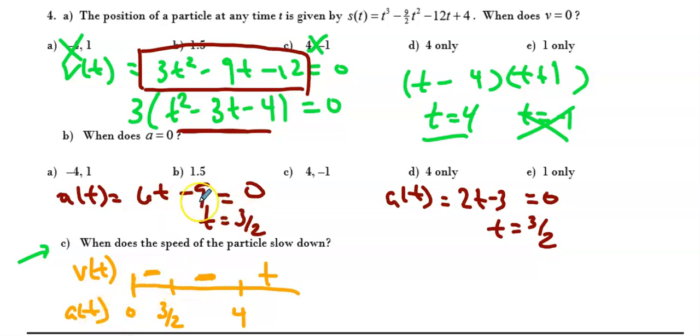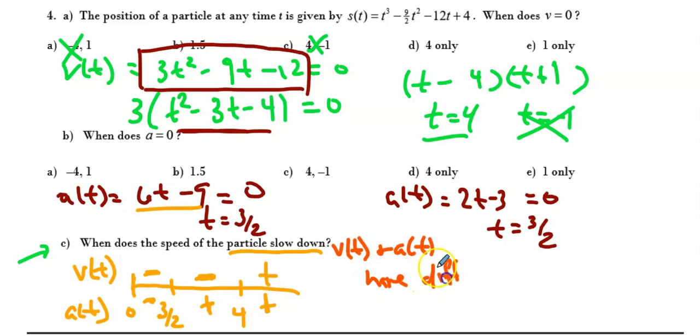And then if I'm down here for the acceleration, I'm at this little guy right here. If I plug in 0 to this, I'm going to get a negative value. If I plug in something, let's say 2, I get 12 minus 9, which is positive. If I plug in something like 5, I'm also going to get a positive. So the question is, when is the speed of the particle slowing down? Well, my answer to this problem is going to be when velocity and acceleration have different signs.